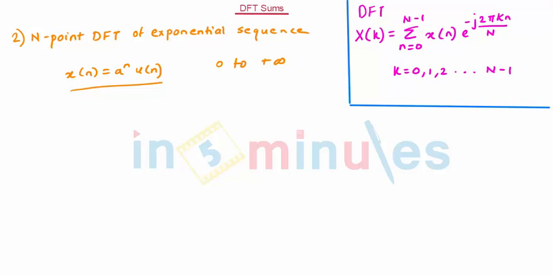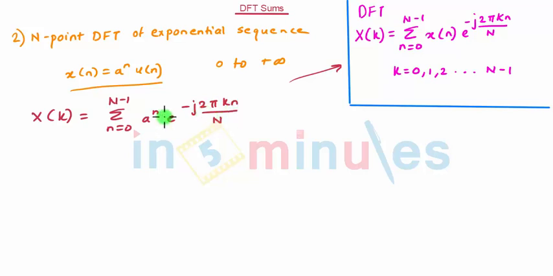Now, substituting in the definition of the DFT, that is the general formula, we get x of k is equal to summation n is equal to 0 to capital N minus 1, a raised to n e raised to minus j 2 pi k n upon capital N. Taking this n that is here as a common factor, we will get summation n is equal to 0 to N minus 1, a e raised to minus j 2 pi k upon N, the whole term raised to n.